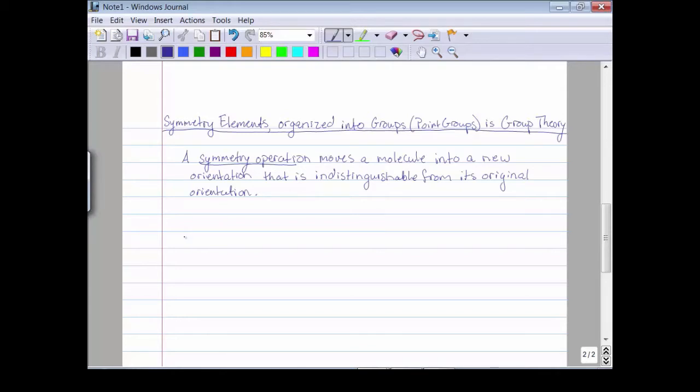So I'm moving the molecule so that it's indistinguishable from its original orientation. A symmetry element is the thing that I'm moving around. In the case that I just showed you, I was rotating. Anytime you have a rotation, you have to have an axis of rotation. So a symmetry element would be that axis. There's lots of different types of symmetry elements. A symmetry element is a point, a line, or a plane about which a symmetry operation is performed.